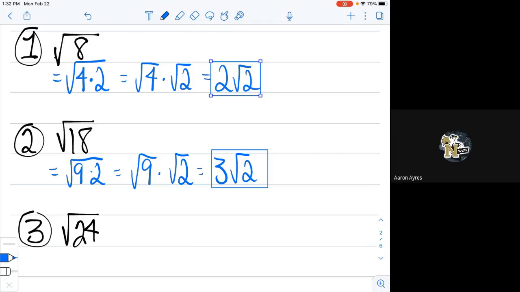I got the same thing at first. I got 3, but I accidentally divided by 2. Instead of finding the square root, I divided by 2. Find your perfect squares. So it becomes 2 times the square root of 6.